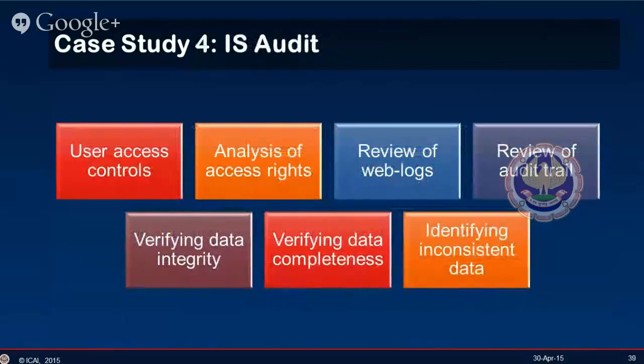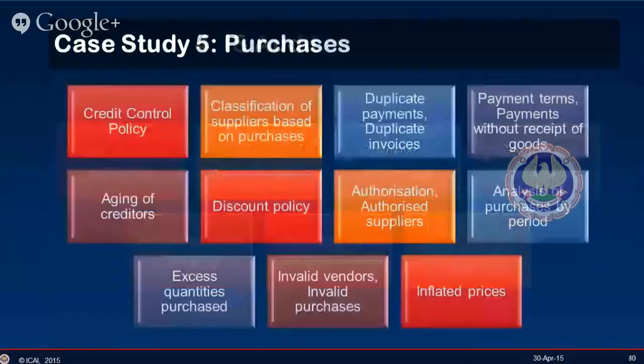If you're doing an information systems audit, you can review the user access controls. You can analyze the access rights which have been granted. You can also review the web logs, and you can review the audit trails. There are various types of tests which can be performed from the perspective of IS audit.